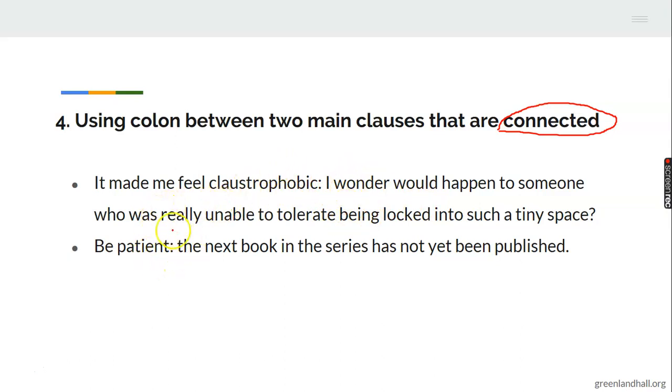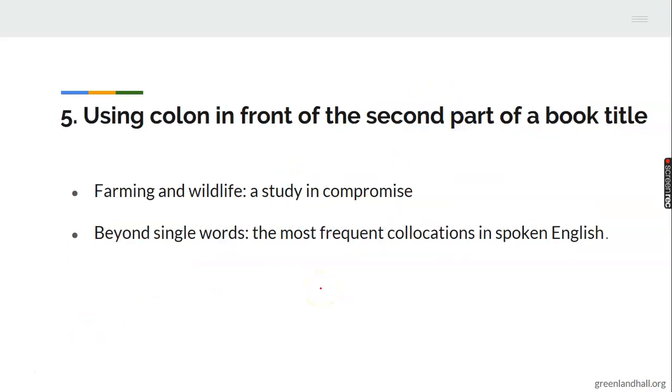Okay, look at it again. Be patient: the next book in the series has not yet been published. So you can see our colon right here again, introducing or connecting the 2 main clauses. Alright, the next one, using colon in front of the second part of a book title.